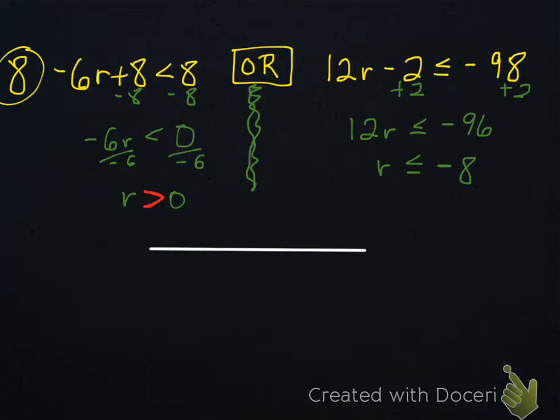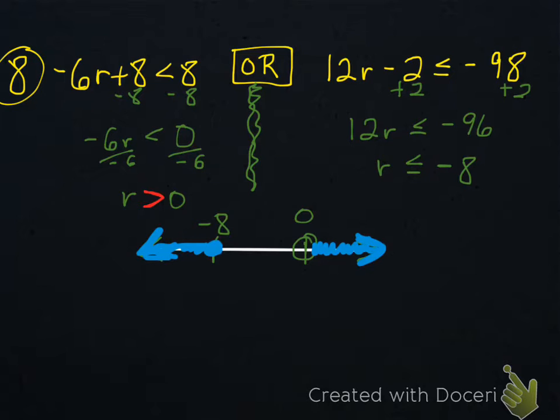So what's going to come first, the 0 or the negative 8? Yeah, negative 8 comes first on the number line, then the 0. Okay, 0 has an open dot, negative 8 has a closed dot. From 0, we're going to shade to the right because my arrow points to the right, and from negative 8, we shade to the left because the inequality symbol points to the left.